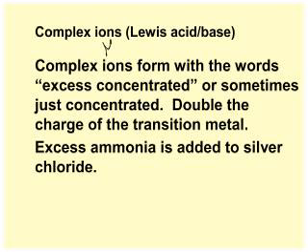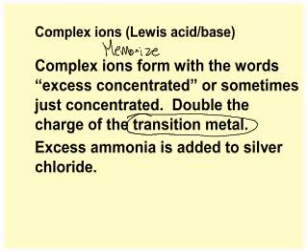Complex ions, Lewis acids, bases. This is one where you just memorize it. It makes no sense. Complex ions form when the words excess concentrated, or sometimes just concentrated, appear. Double the charge of the transition metal. You need a transition metal. So you're going to double the charge of the transition metal, which makes no sense until I write it out.